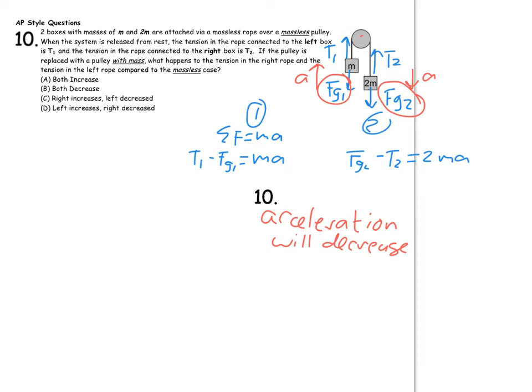So keeping in mind that our acceleration will decrease, let's think about how that affects these two forces. Well, if our acceleration decreases, if we look at this equation, FG1 doesn't change. So the only way for that to happen is if T1 decreases. And for FG2, if our acceleration is going to decrease, the only way for that to happen is if T2 increases, because FG2 is going to remain the same. So to have a smaller acceleration, we need a bigger force opposing that force of gravity. So that ultimately means that the left rope tension will decrease while the right rope tension will increase.